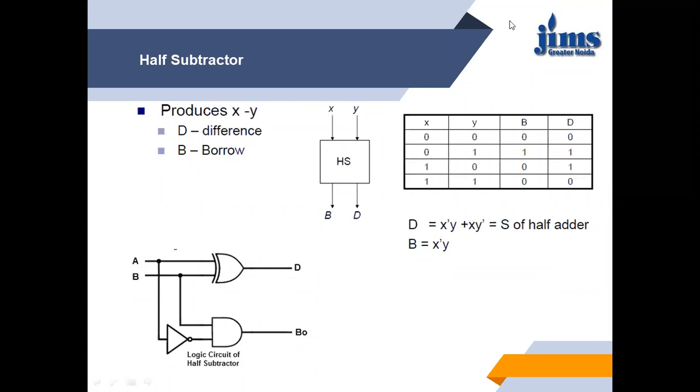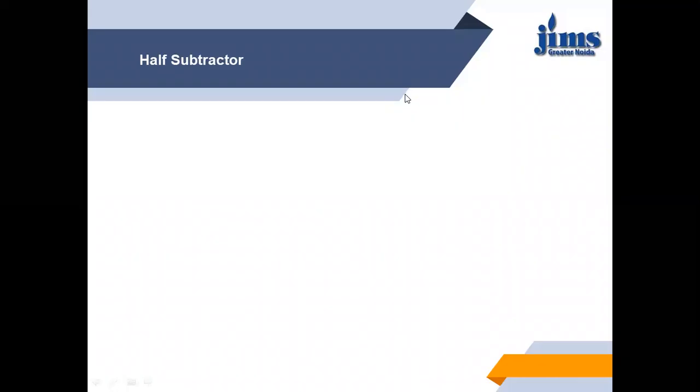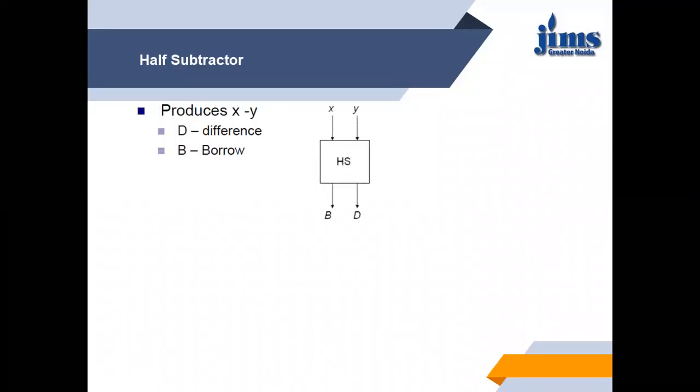Just a moment. For the half subtractor, operation will be x minus y. So it produces x minus y, and the outputs will be difference and Borrow. So with the specifications, we can draw the block diagram. Block diagram has 2 inputs x and y, 2 outputs Borrow and difference.